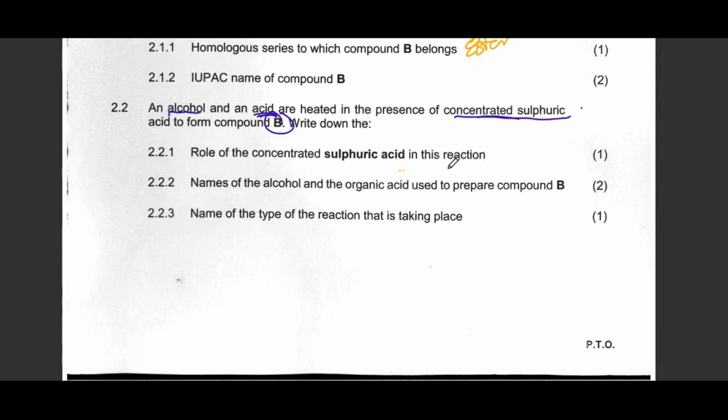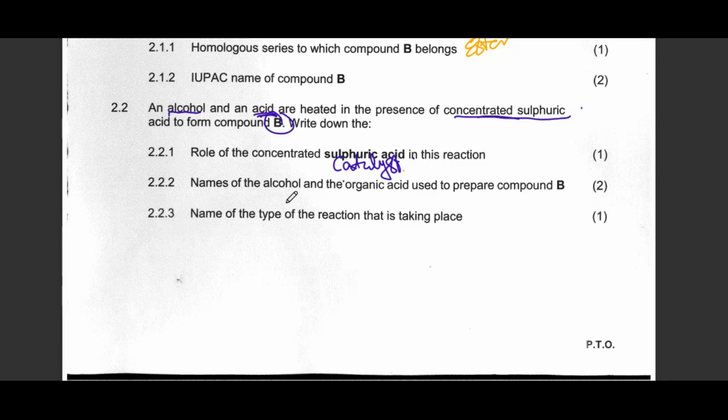The role of concentrated sulfuric acid. Write down the role of concentrated sulfuric acid in this equation. So this is the sulfuric acid. We use it as a catalyst. Please don't say it is a dehydrating agent. Please don't say that, because we won't give you a mark. It is acting as a catalyst, or it speeds up the reaction. Those are the only 2 things we can give you marks.